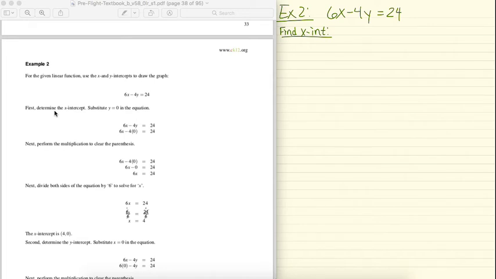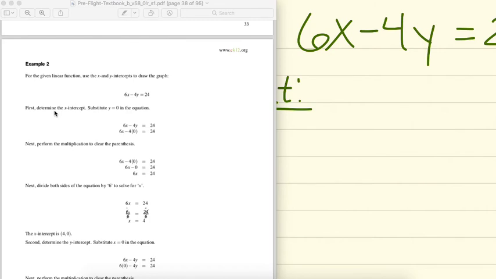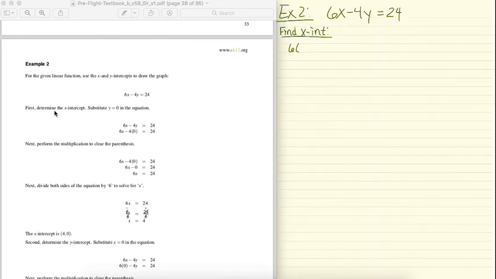All right, so finding the x-intercept is plugging 0 in for y. Oops, sorry about that. There we go. It got weirdly zoomed in. So we're going to have 6x minus 4 times 0 equals 24. We end up with 6x equals 24. When we multiply the 4 by 0, it cancels it out. Dividing by 6, we find that we cross the x-axis at a value of x equaling 4.